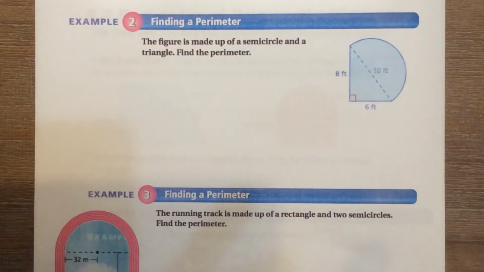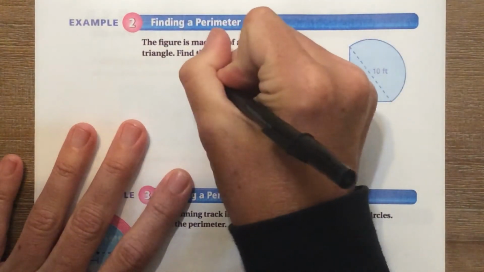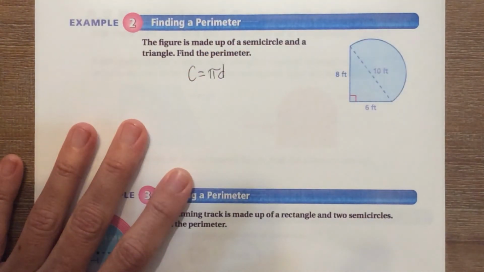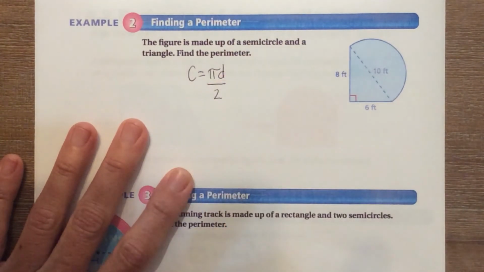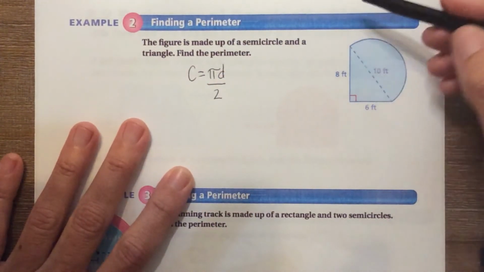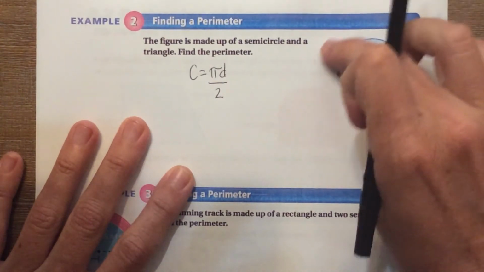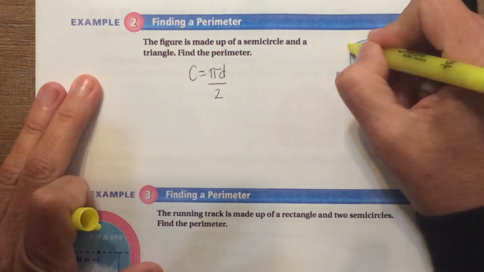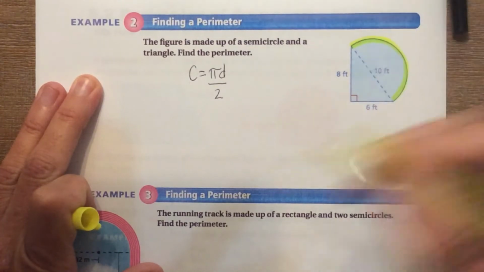So let's think back to our circumference formulas. I know that this right here is the diameter, so I have C equals pi times d. But I know that I'm going to have to divide that by 2 because it's a semicircle. I do not add the diameter back in because that's inside and we're only talking about the outside. So right now, this is the piece that we are working on, okay?